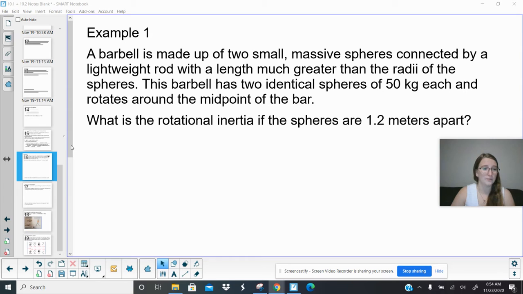We're just going to add together these individual inertias. So you have a barbell, which, if you guys know, is for working out. I'm just going to read what it says. It's made up of two small massive spheres connected by a lightweight rod with a length much greater than the radii of the spheres. The reason they specify this is because if the spheres were really close together, we'd have a very different rotational inertia. So we're saying these spheres are smallish and a decent distance apart.